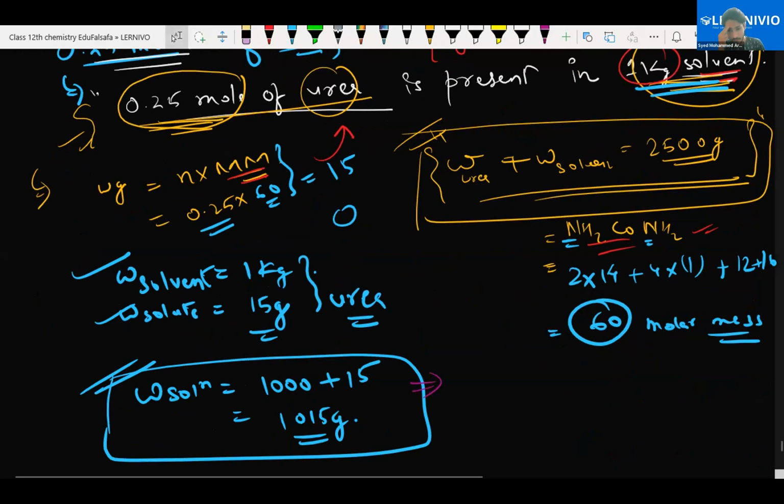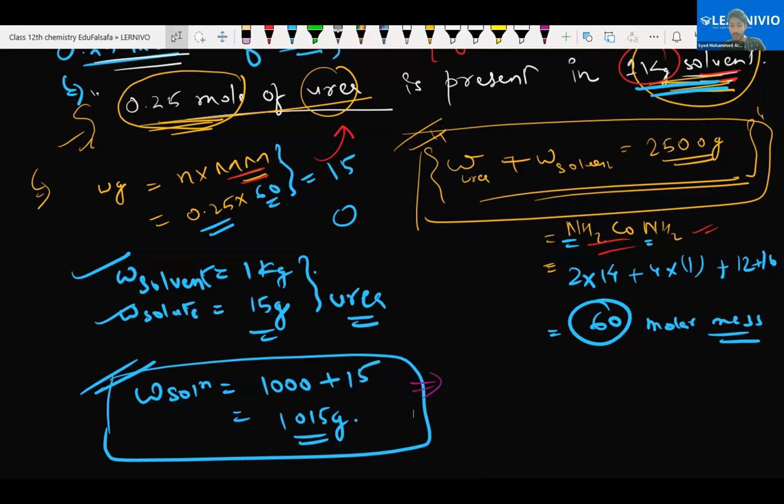And you must ask me why we are solving the weight of the solution, because the weight of the solution is already given to me, which is 2.5 kg. So why we are solving this? Hadia, can you tell me why we are solving this? We need to find the weight of the solvent, not the weight of the solution. Weight of the solution is given to me, 2.5 kg. So why are we solving the weight of the solution again and again? The irony is that the weight of the solution that we have calculated is different from the weight of the solution which is given in the question.